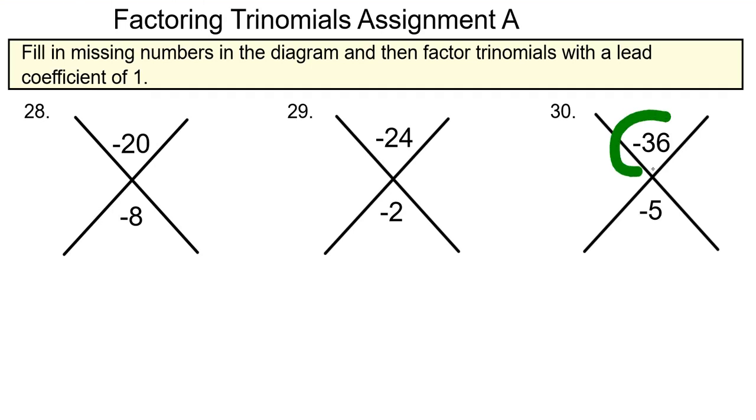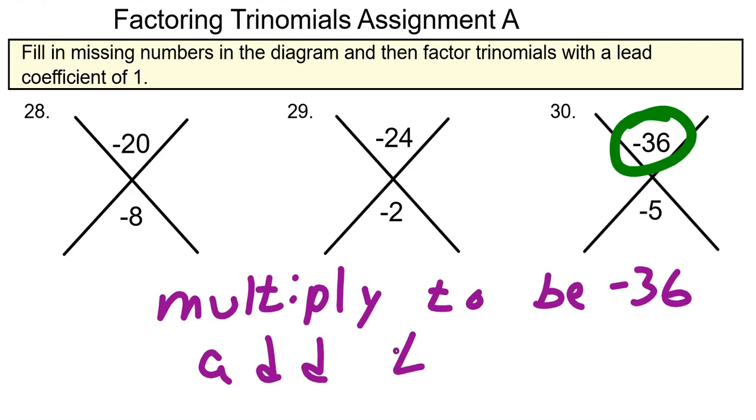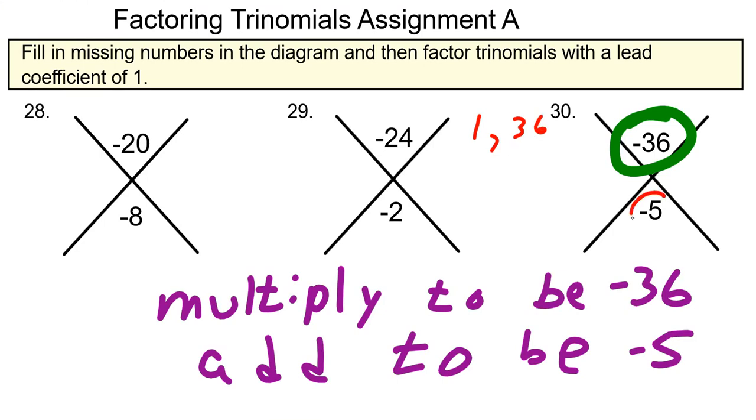In number 30, we are looking for two numbers that multiply to be negative 36 and add to be negative 5. The only way to multiply and get a negative is if one of the numbers is negative. And since the bottom number is negative, we want the bigger number to be negative. So in 2 and 18, let's make the 18 negative. In 3 and 12, let's make the 12 negative. In 4 and 9, let's make the 9 negative.